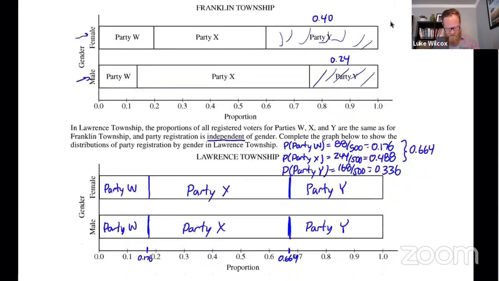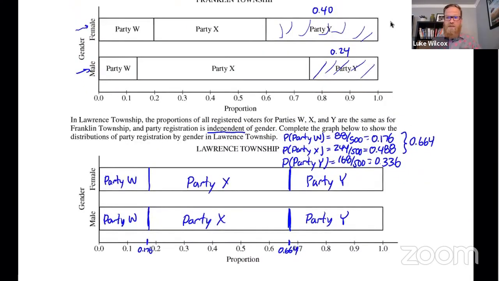And now, because these two conditional distributions look exactly the same, we can say that party registration is independent of gender. So that takes you through the model solution.